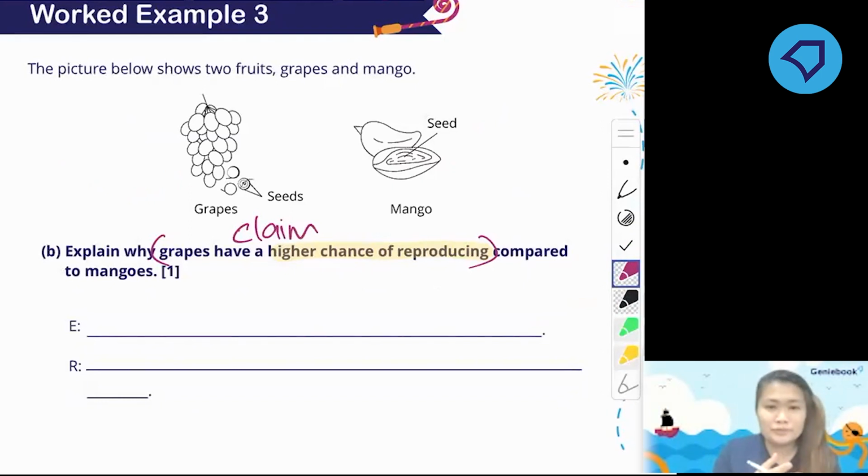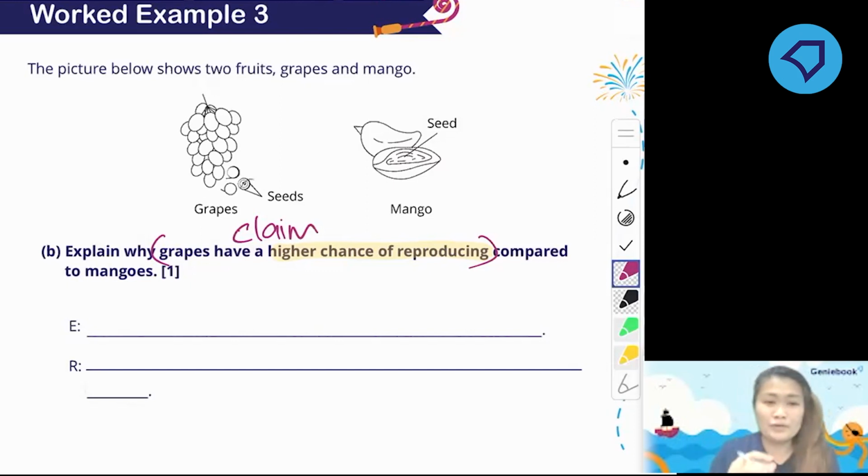The claim is grapes have a higher chance of reproduction, but mango has a lower chance. And they ask you to explain why. Many of you are able to tell me that grapes have more seeds. When we are answering such questions, we answer directly in terms of grapes, because they're asking why grapes can do this and not why mango cannot do that.